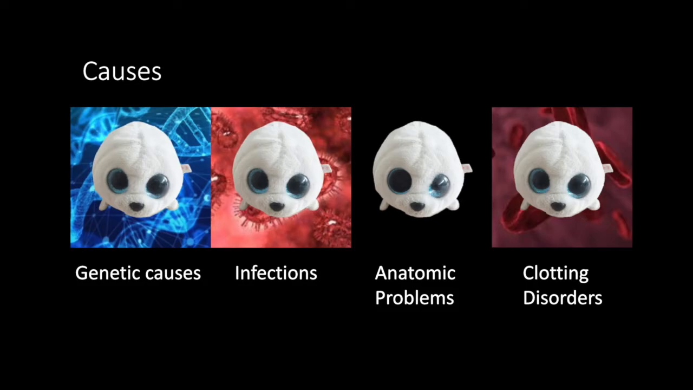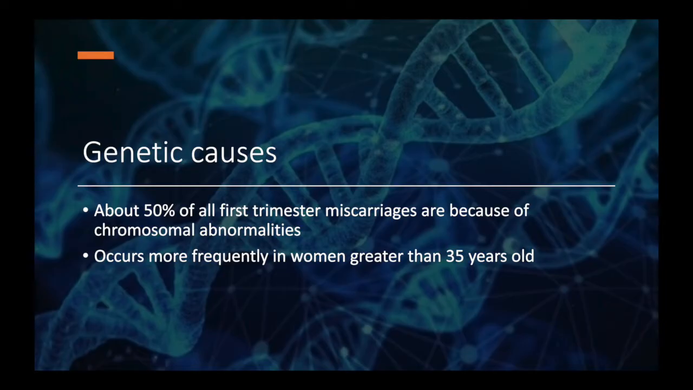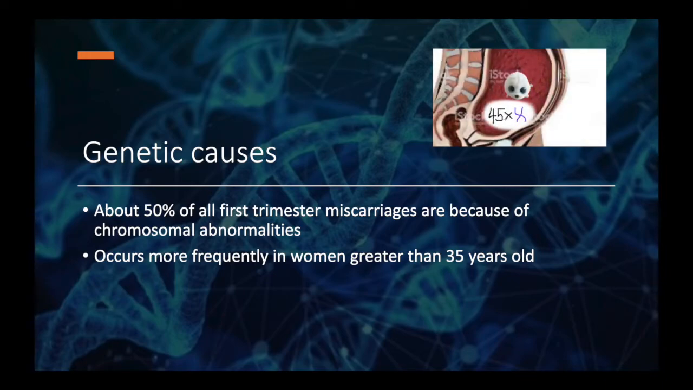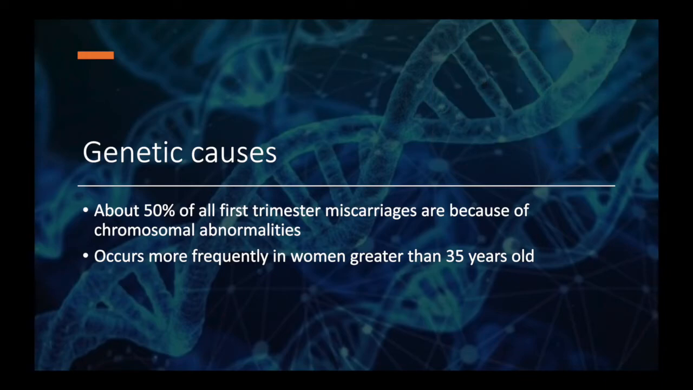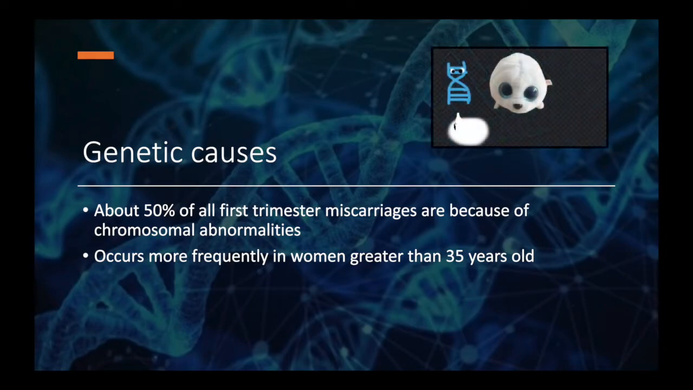The five most common causes of miscarriages are genetics, infections, anatomic problems, clotting disorders, and age. About half of all first trimester miscarriages are because of chromosomal abnormalities. Chromosomal abnormalities mostly refer to the fetus having more or less than 46 chromosomes. This occurs more frequently in women greater than 35 years old. When a woman is below 35 years old, the average risk of miscarriage is 15%. When the mother is over 45 years old, the average risk of miscarriage is 50%.